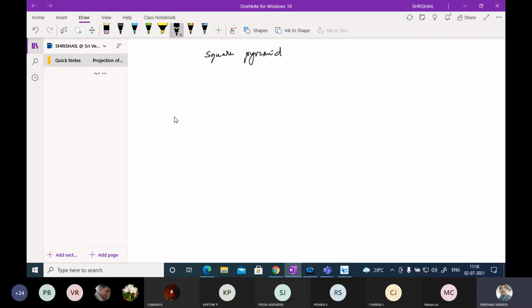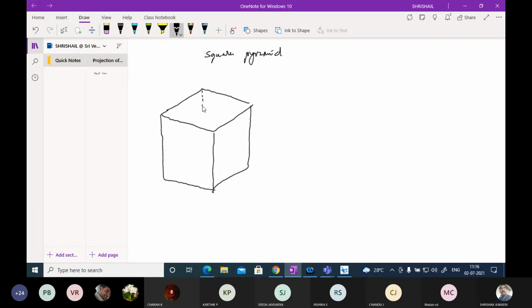Let me take a square prism. The square prism will be like this. You can see. Just visualize that I am writing it for you. All of you kindly give attention and see this. All these problems are very important. And it is a square prism. It is not a pyramid, it is a prism.